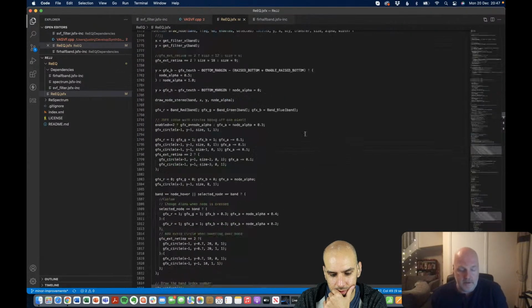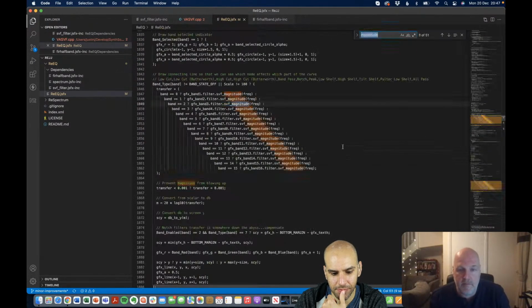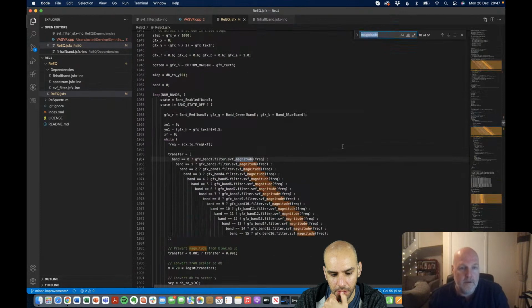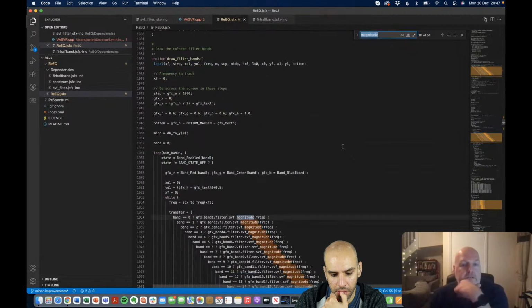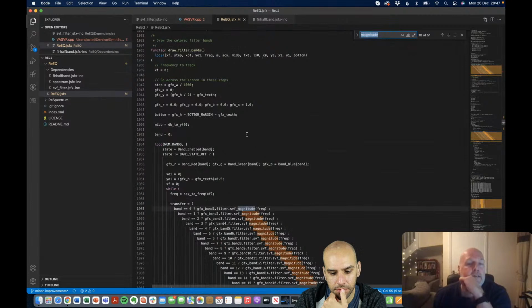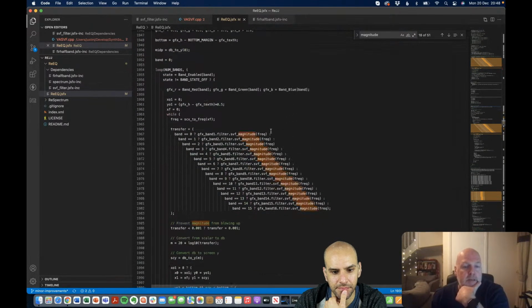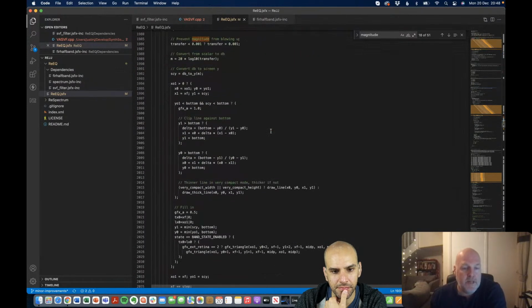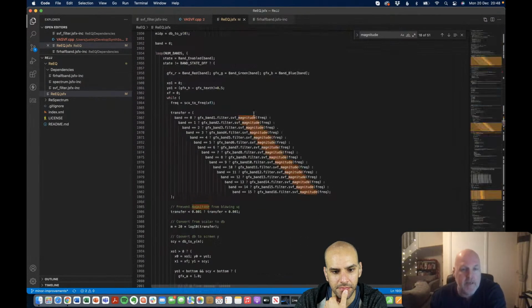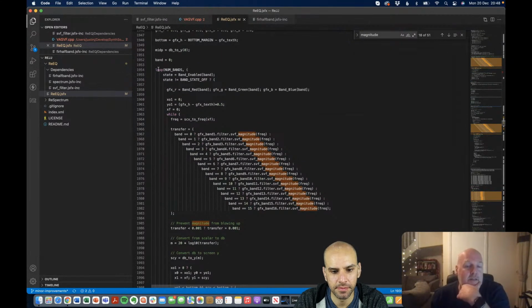Right, let's draw in the node. It's mentioned in a few places, so let me just get to the right place. There we go. This is as good a place as any. Here's the bit of code, drawFilterBands, which is responsible for drawing the filter bands in ReEQ. I suppose the interesting thing about this, before we get straight onto the magnitude and the math that's involved in that, is this kind of block that we're seeing here.